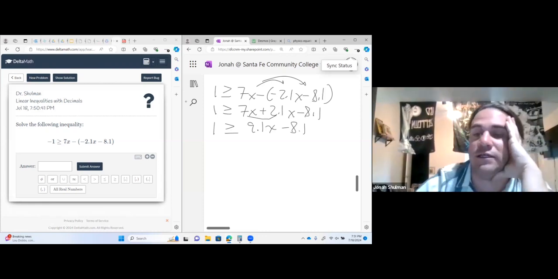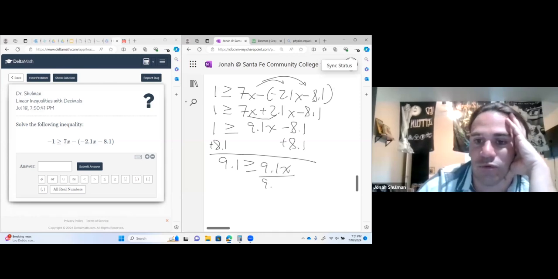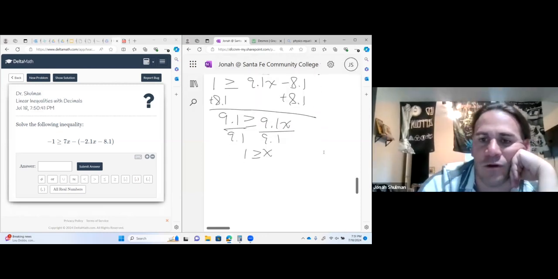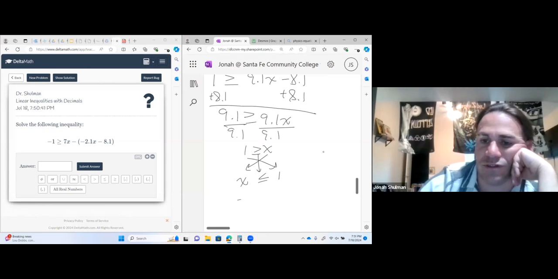Then I'm going to do some moves. I'll show you a different way to do it. Plus 8.1 on both sides. 1 plus 8.1 is 9.1, which is less than or equal to 9.1x. When I divide by 9.1, I'm left with x is less than or equal to 1. Now, we don't like it written here because it's hard to do. So if I do this, I can flop it. So here's what it would look like. We know it's from negative infinity to 1, parenthesis, bracket.